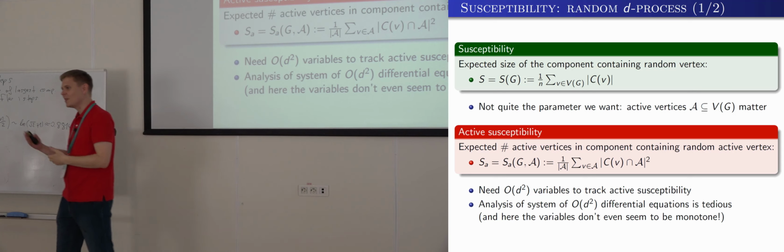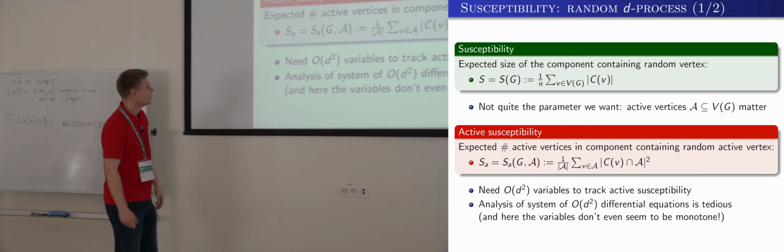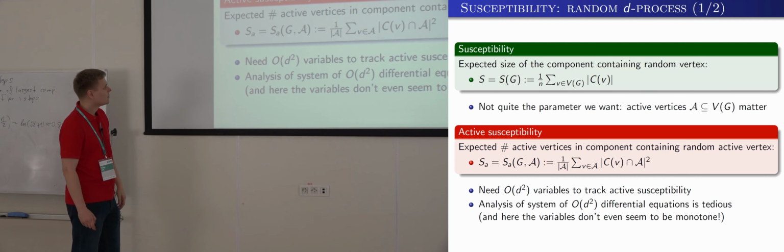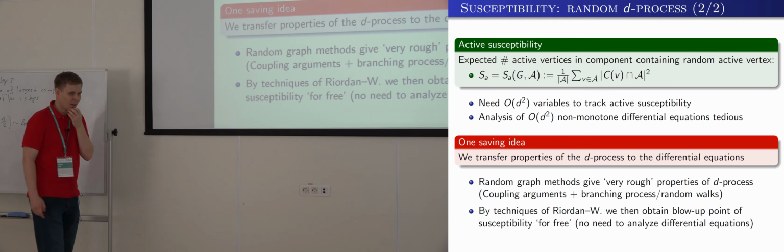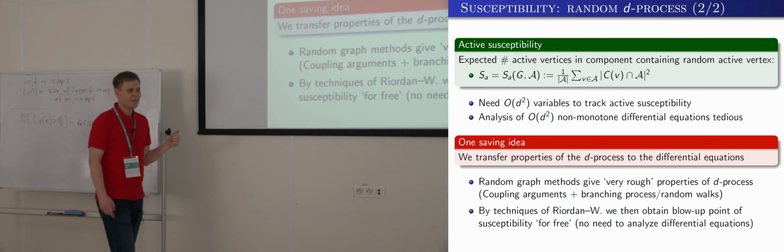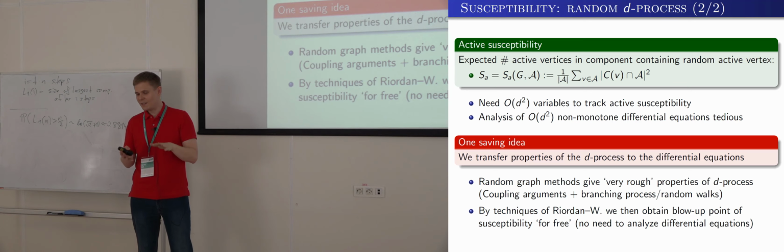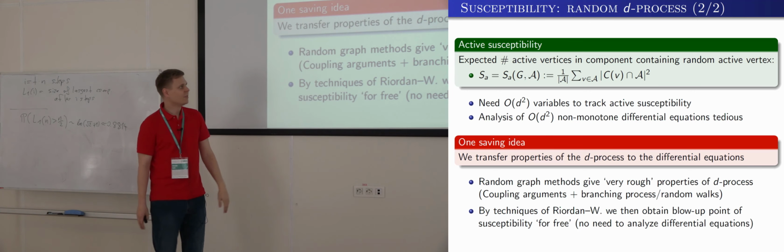So you want to show that something blows up where some of the variables inside are not monotone. It gets quite tricky. So we need to do something else. And one of the ideas that we decided to use here is, okay, let's try to sidestep the question of showing directly that the system of differential equations has a blow-up point. Let's try to do something a little bit differently.